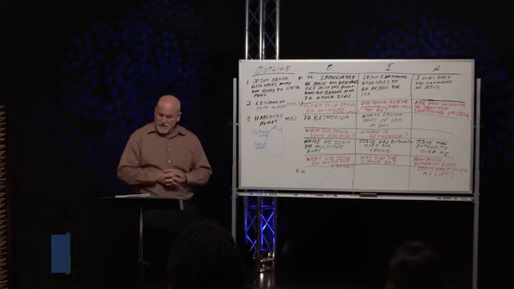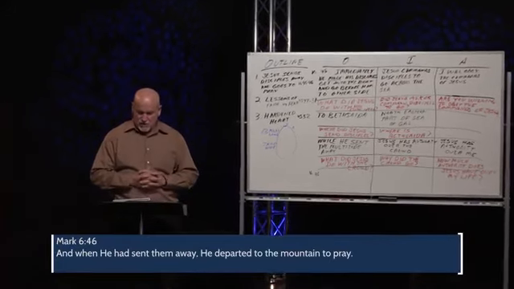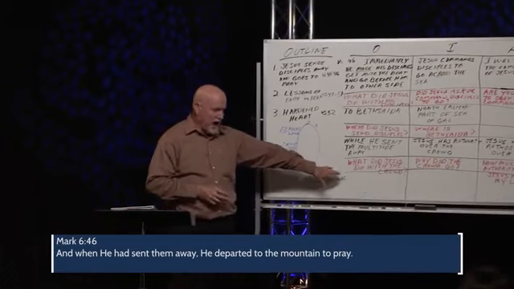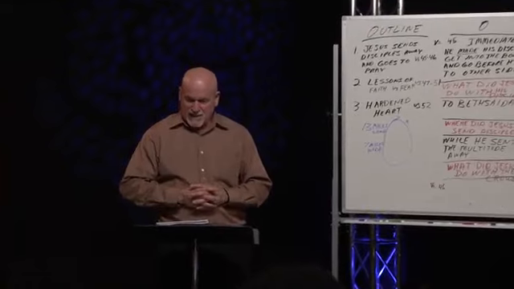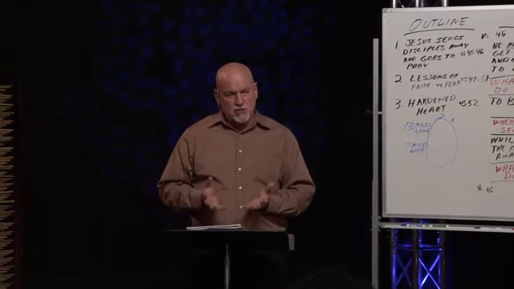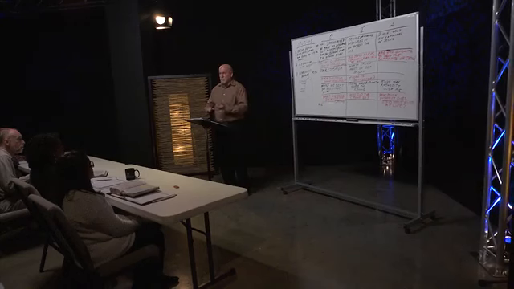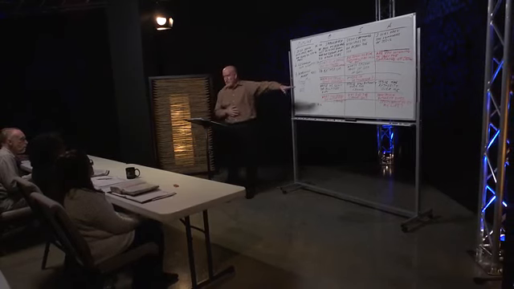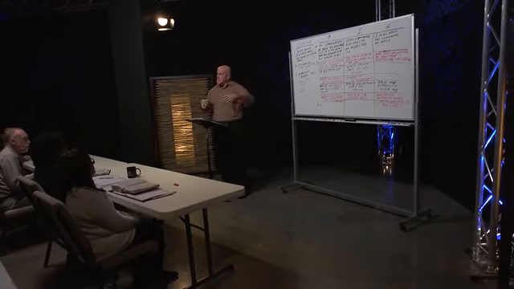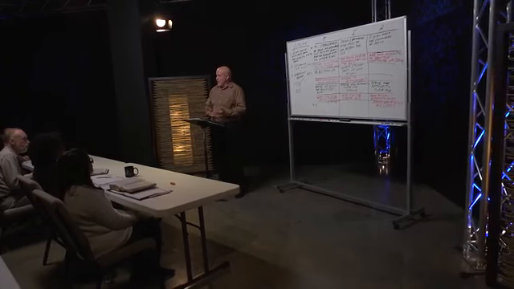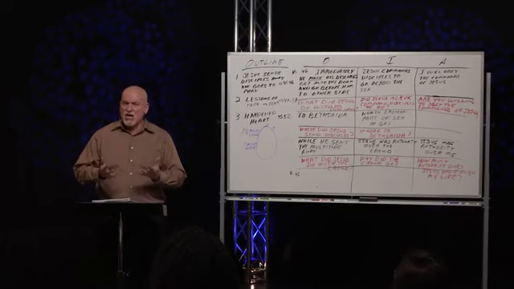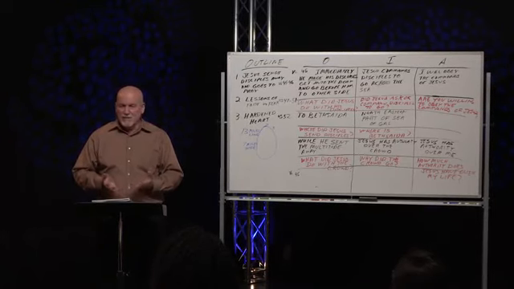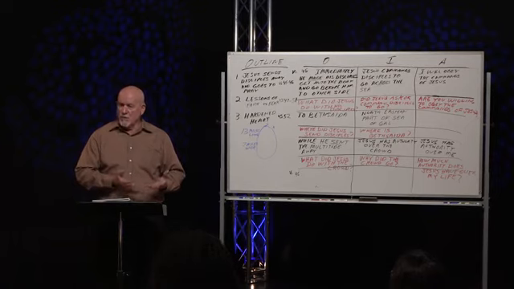So starting in verse 46, it says, and when he had sent them away, he departed to the mountain to pray. So in my observation column, I would write that whole verse out, all right, because we've already talked about sending them away. But it says he departed to the mountain to pray. So my observation question would be, what did Jesus do after he sent the multitude away? Right, he went to the mountain to pray. So my interpretation now, I want to ask the question, why did Jesus go to the mountain to pray? Well, he went there because he needed to pray. He was fully human, just like you and I. And because of his humanness, he needed to pray.